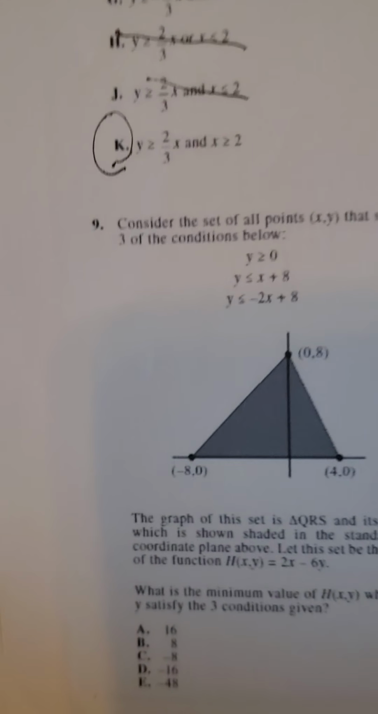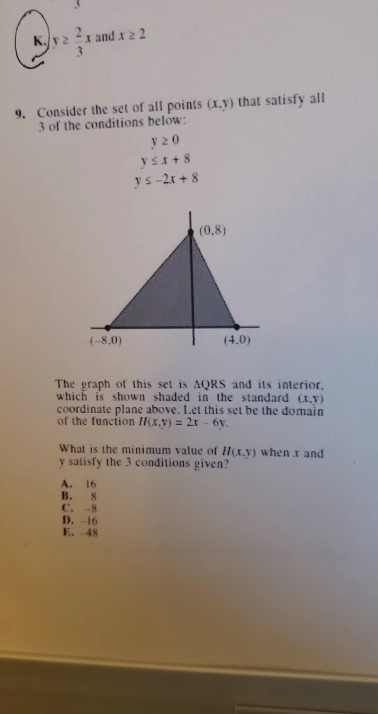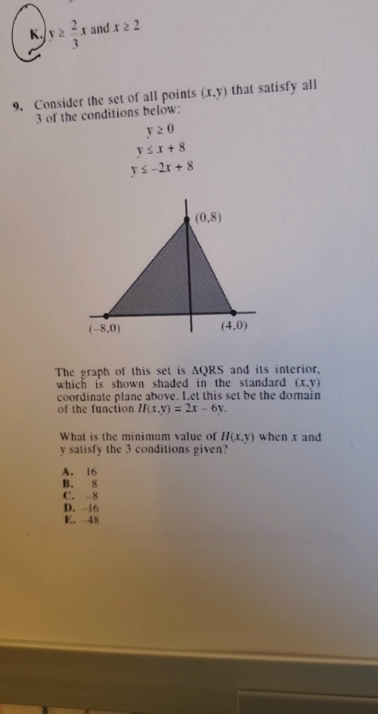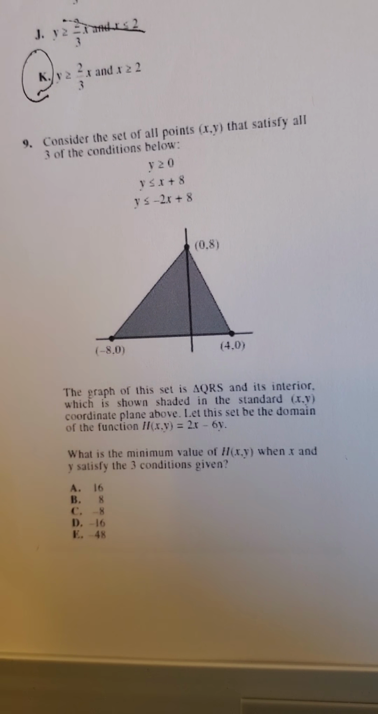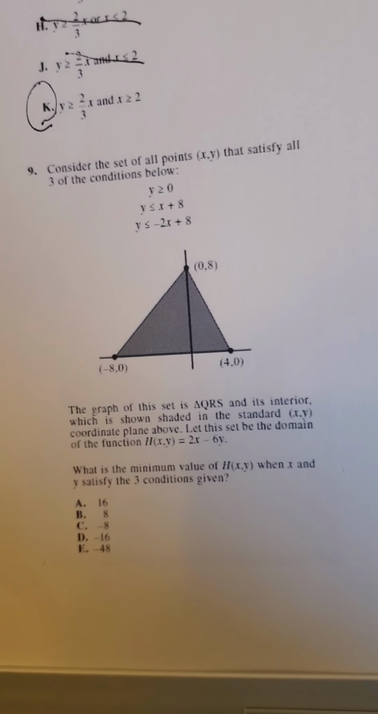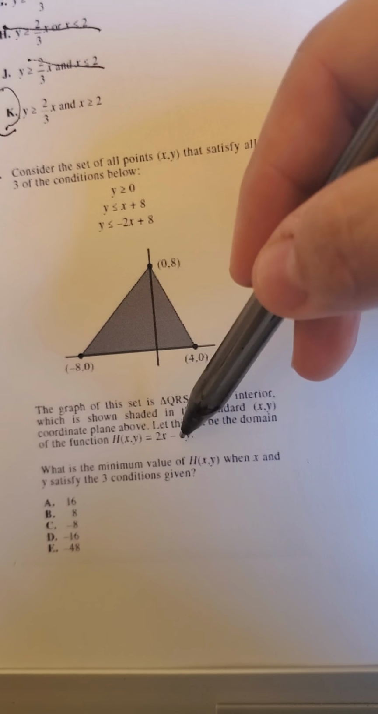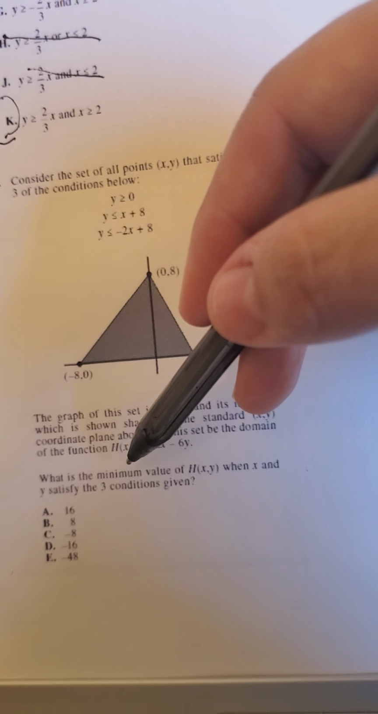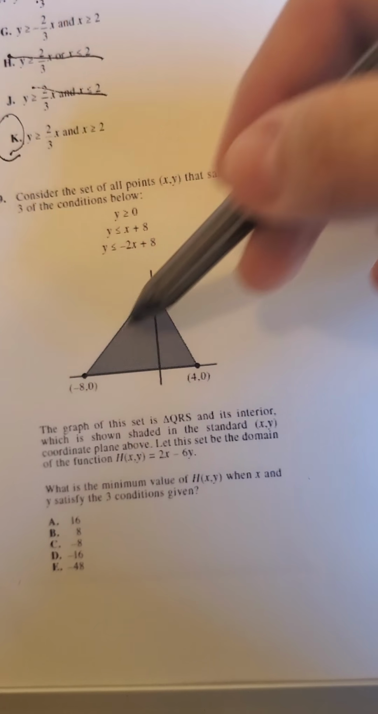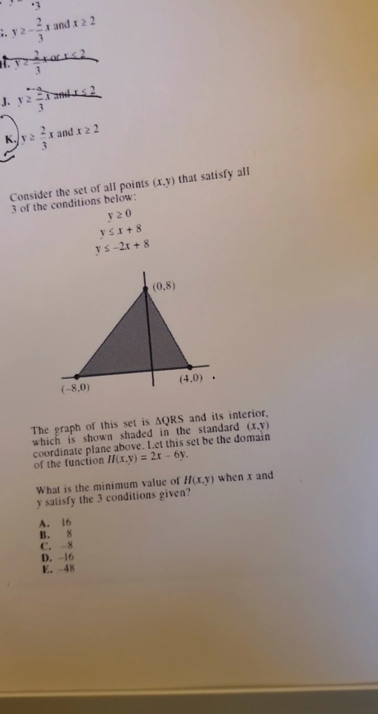All right. Oops, sorry. Number 9. Okay. Consider the set of all points. Okay, so this question here, this is called a linear system or linear constraint. Sometimes they'll call it like that. So what you're doing is, see how it has this little function down here? All I'm wanting to do is find which is the minimum value. So I'm going to take these ordered pairs one at a time and plug in for x and y and see which one gives me the smallest answer.